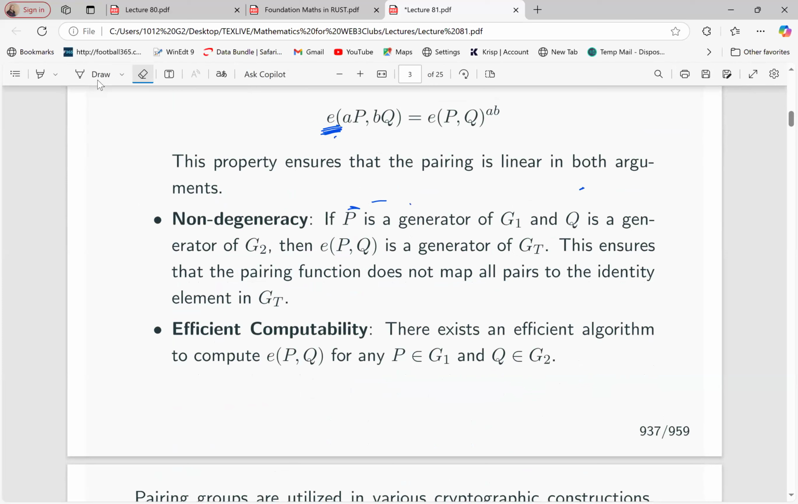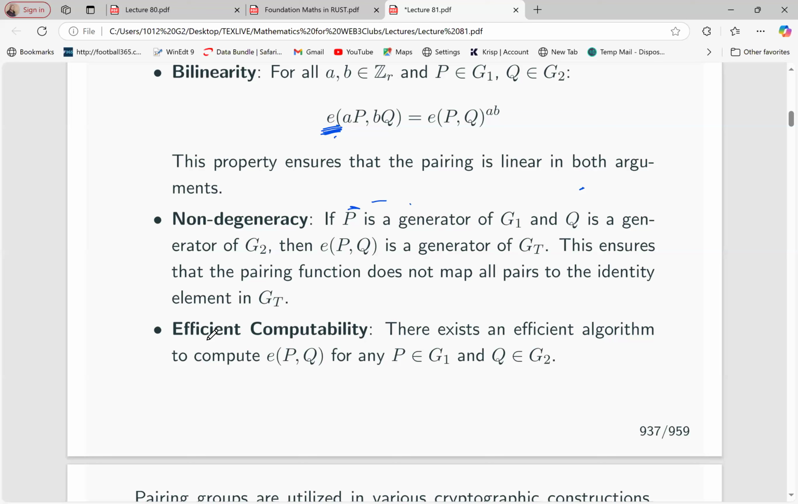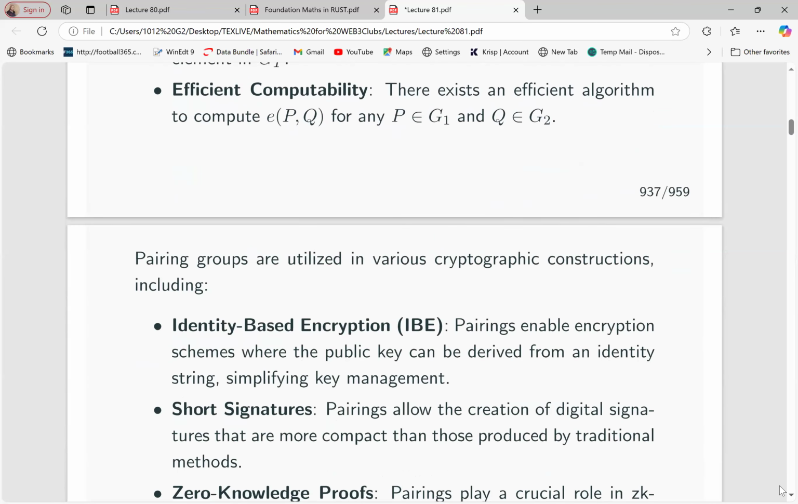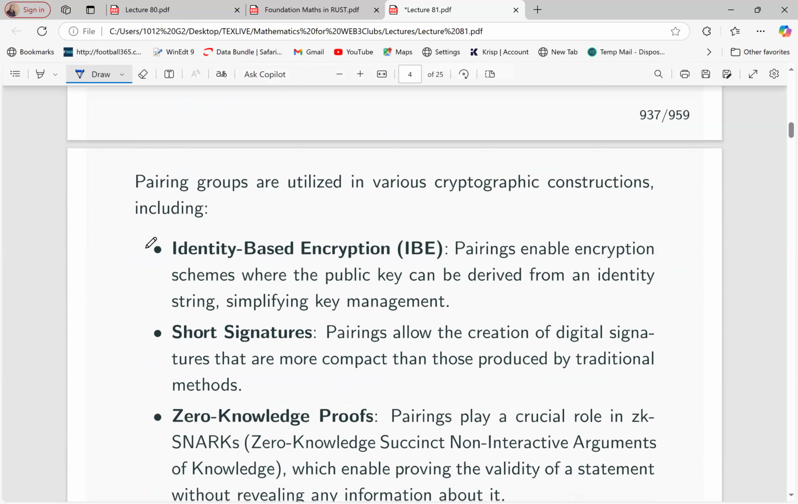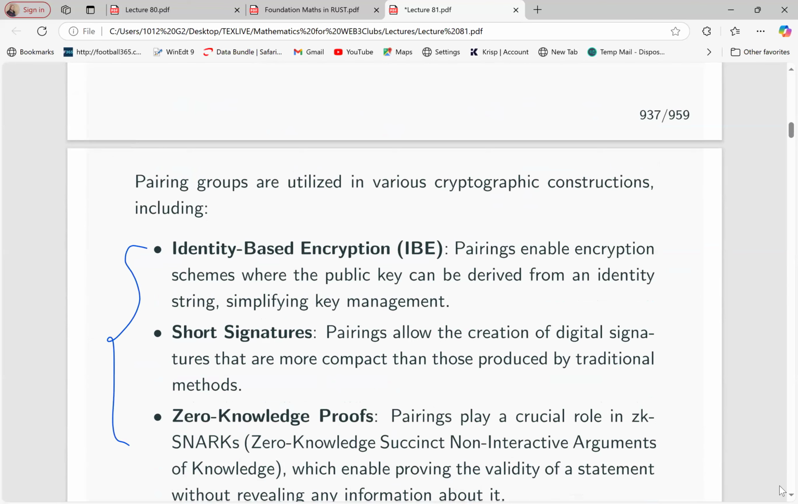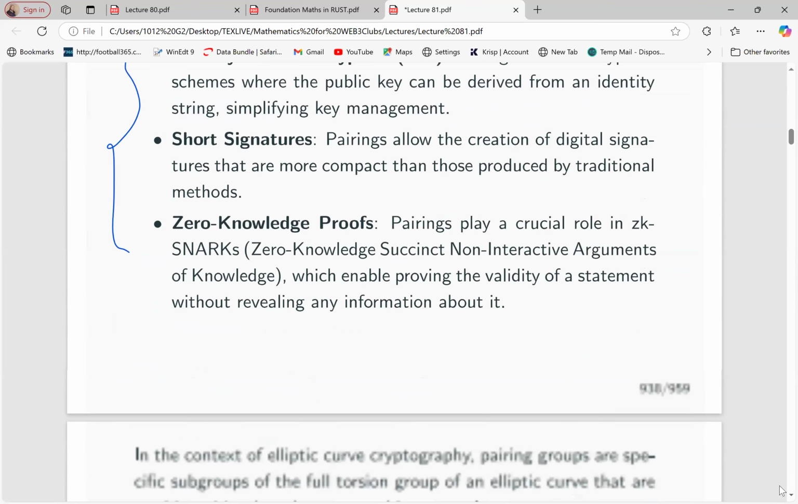Then, of course, the other property is that there must be an efficient algorithm that can compute the pairing. That algorithm must exist. Now, these are just where the importance of these pairing groups lies. This one you can go through on your own.